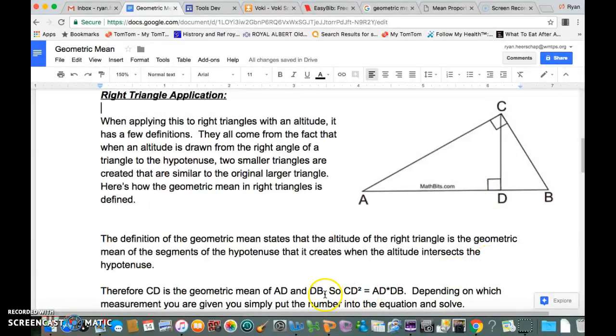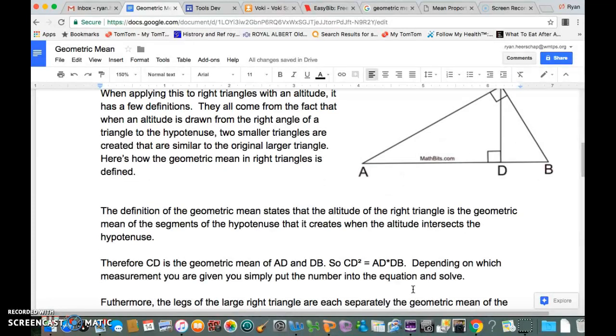So that's described right here. So if you do CD squared, that's equal to AD times DB. That's another way to solve this as well. Right, that basically works on the square root of the product of those two segments. And of course, depending on which segment you're given and which measurements you're given, you can simply put those measurements into the equation and then solve those.